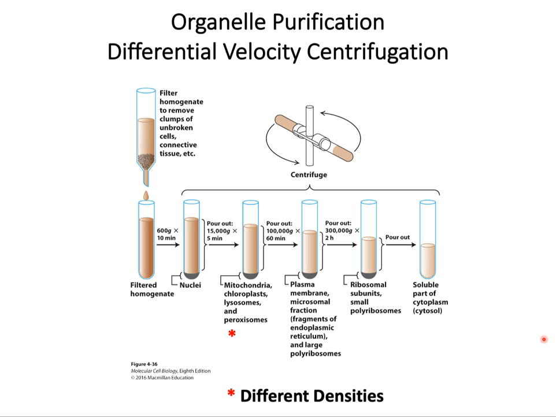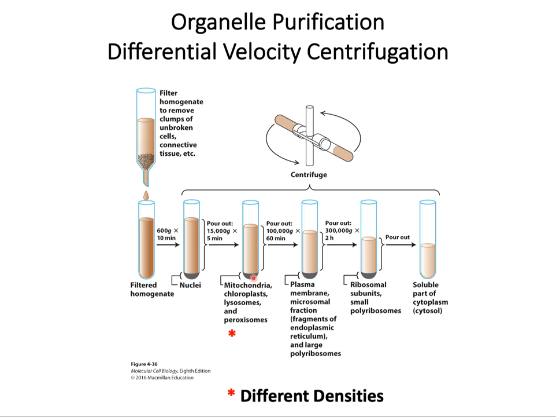You will pellet portions of plasma membrane and the endoplasmic reticulum and some of the larger polyribosomes that might be free in the cytosol or attached to the endoplasmic reticulum. Further higher speed spins will give you small polyribosomes, and eventually you will end up with a supernatant that is representative of the cytosol. Now you have purified the organelles, but they may not be pure enough.